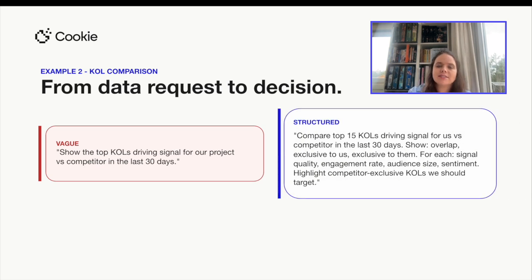Now, look at the same task, but a completely different brief. The second version tells the AI exactly what to look for, how to structure what it finds, and what the strategic implication should be at the end. It doesn't just get your data, it gets your decision.